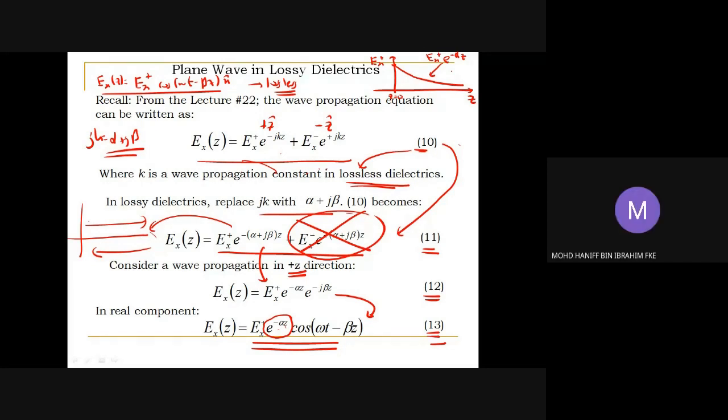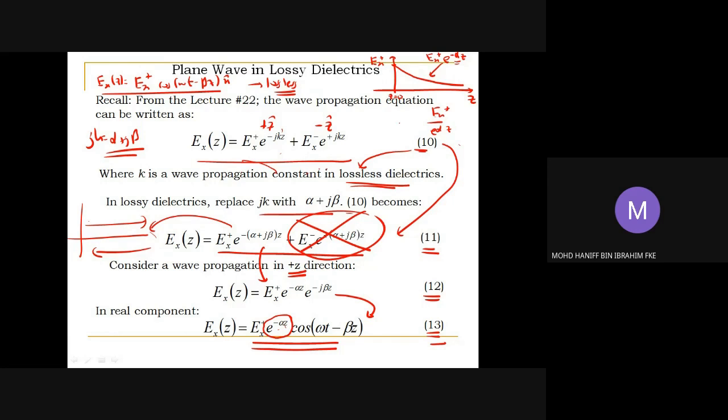So the reduction of the wave will depend on your alpha, the degree of alpha. From this equation, Ex positive over e to the alpha z, if alpha is very big, the wave will be reduced drastically as compared to if we have a smaller alpha. So that should be the difference.